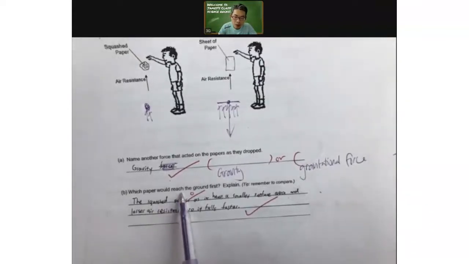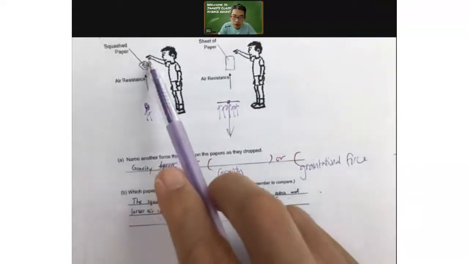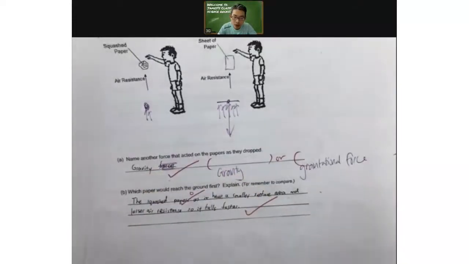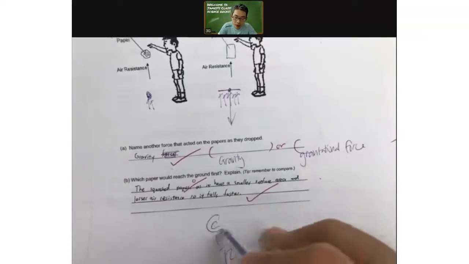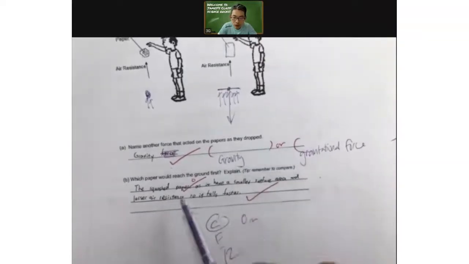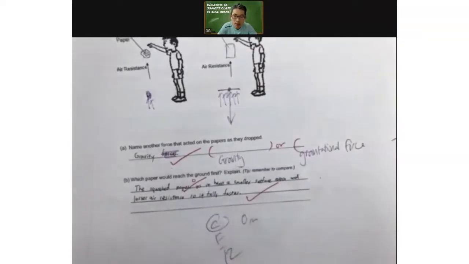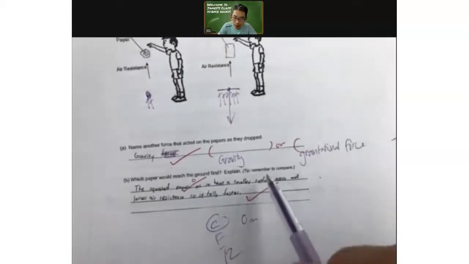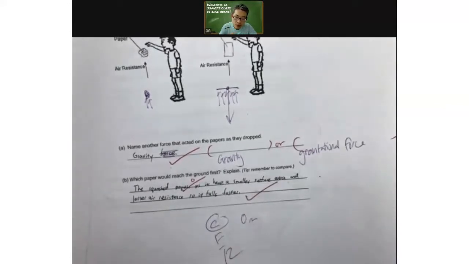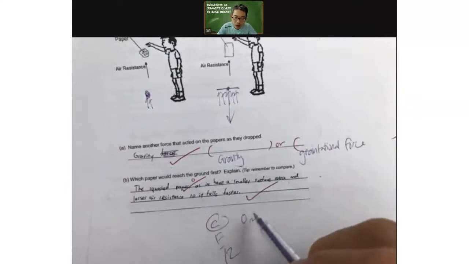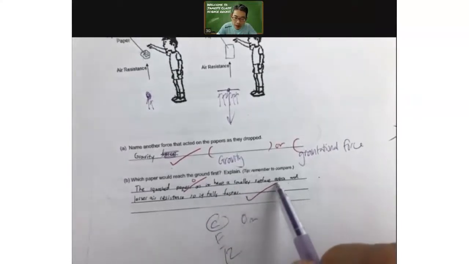Which paper will reach the ground first? Of course, the one with the less surface area, the squashed paper. Remember our CER. The first thing, your claim, is worth 0 marks. So if you have a claim here, squashed paper, 0 marks. Now you must explain it, okay, and a tip has been given to you, you must compare. So the comparison is to get your evidence, right? So you talk about the squashed paper having a smaller surface area.